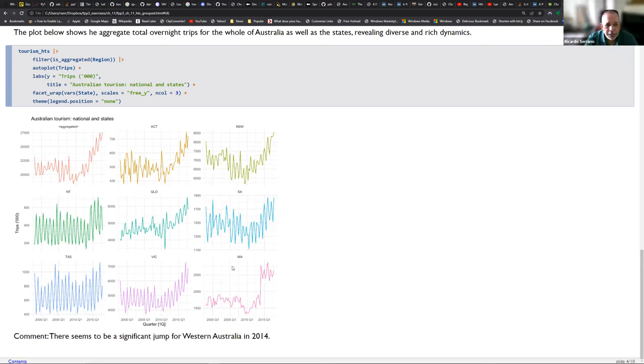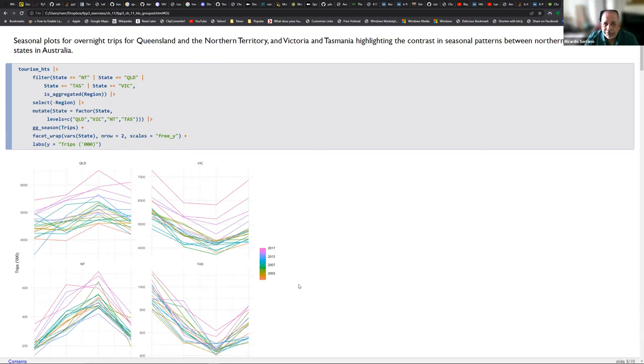When we look at some of the states, remember that in this data set, one of the purposes is holiday, then there's business, visiting, and others. So there's a strong seasonality in terms of which region the state is located.